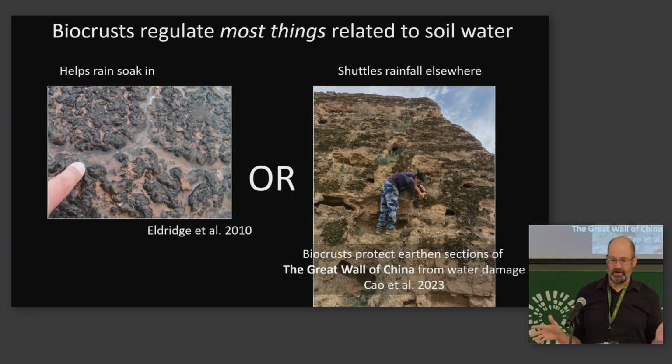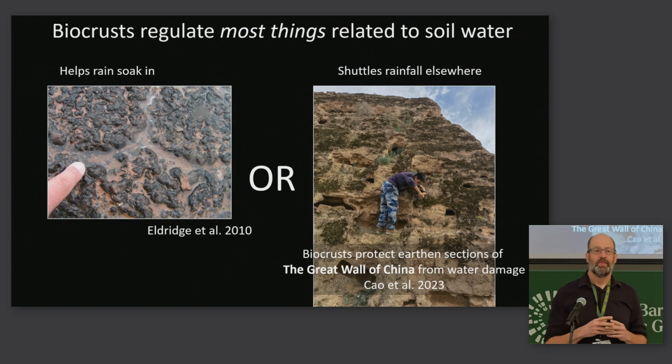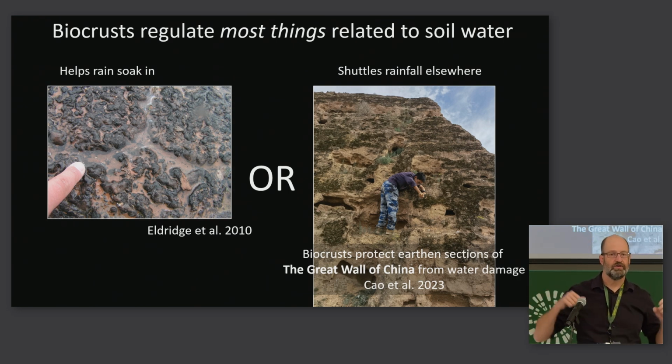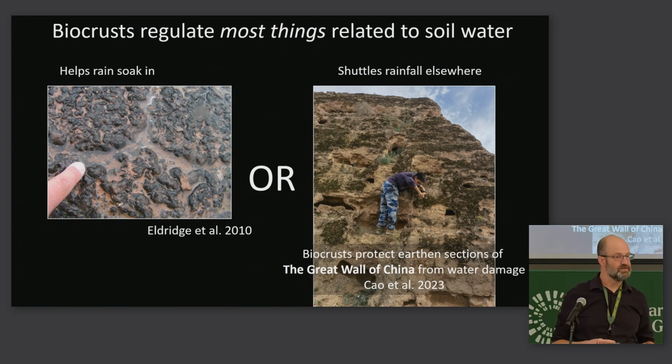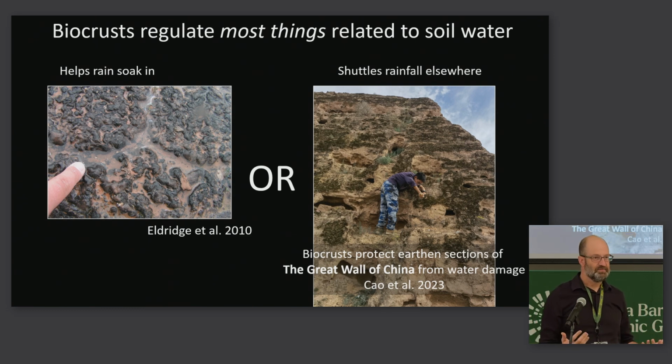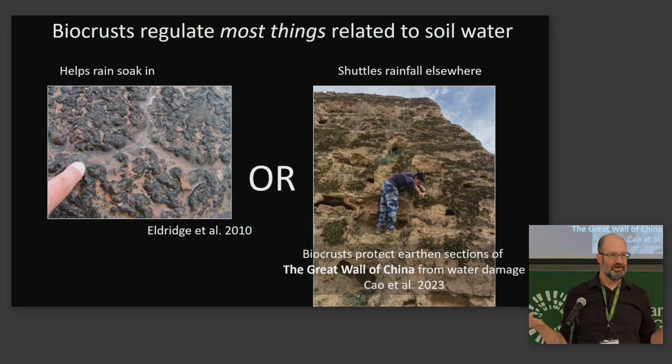So in some environments, they have a bumpy texture, and that bumpy texture, when it rains really hard, kind of baffles and slows down water runoff and helps the water find a pathway into the soil. So they can help water soak in those environments. In other environments, they do the exact opposite. They actually shuttle the water elsewhere and prevent it from soaking in.